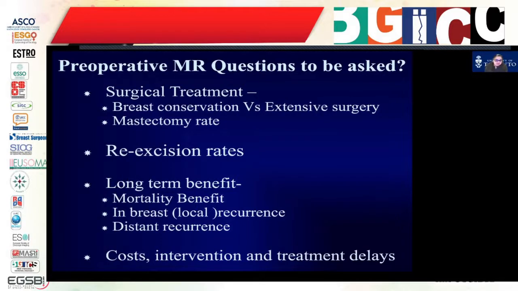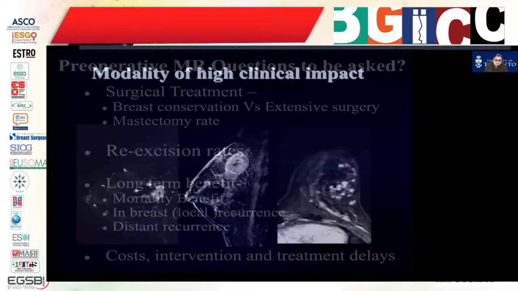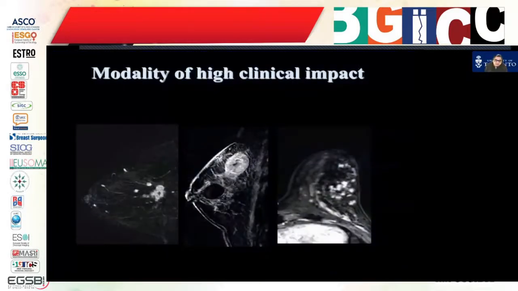Mortality benefit, distant recurrence: this is very difficult to prove because we don't have long-standing data available for MRI like we have for mammography. Because we cannot really randomize right now, it would be very hard to prove that. And of course, the costs and treatment delays. So yes, it is a modality of clinical impact. It shows us amazing information, which does impact the patient management.